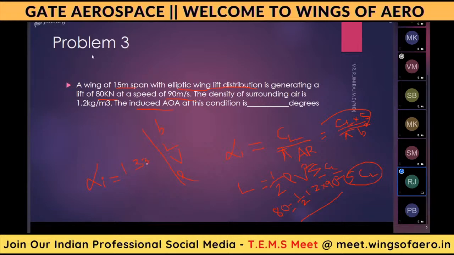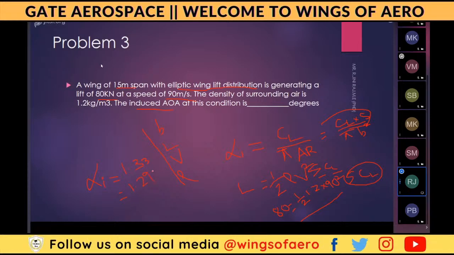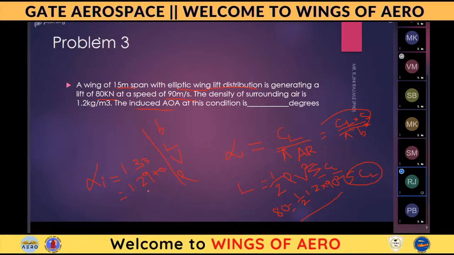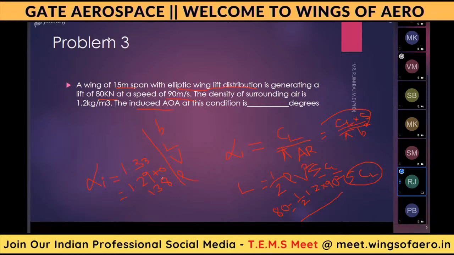1.33. So the answer should be between 1.292 and 1.38. So everyone got the answer? If it is between these values, means it is okay.